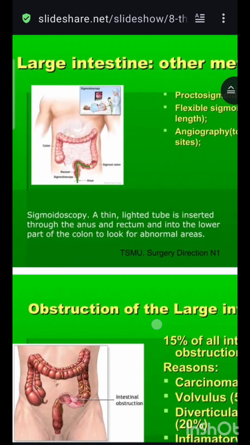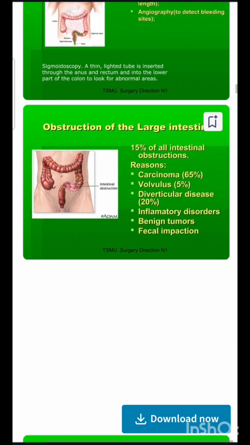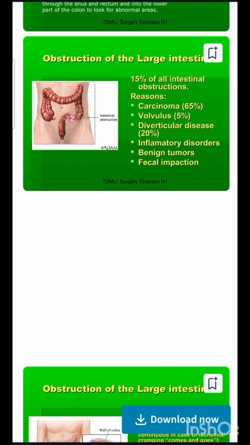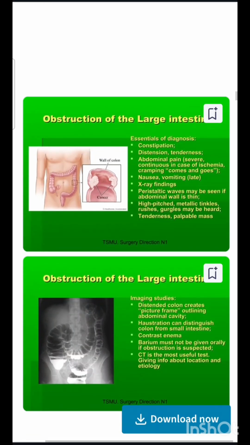For the sigmoidoscope, a thin lighted tube is inserted through the anus and the rectum and into the lower part of the colon to look for abnormal areas. Then you have obstruction of the large intestine. 15% of all intestinal obstruction is in the large intestine, and the most common cause is cancer, 65%, volvulus is 5%, diverticular disease is 20%, and inflammatory diseases, benign tumors, and fecal impaction make up the remainder.